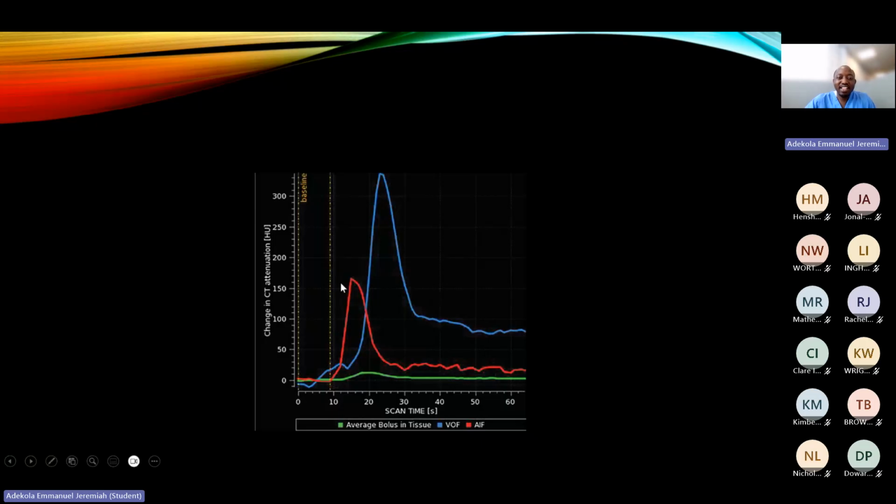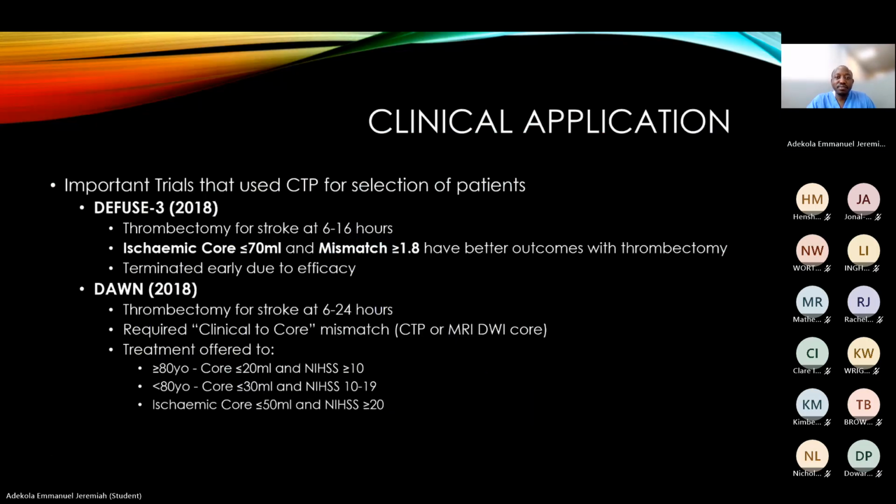So first we have the arterial phase, which is this curve in red. It goes nice and smoothly like a Gaussian curve, then followed by the venous outflow function, which also peaks after the arterial phase. So we need to ensure that this curve is normal before we go ahead to interpret CT perfusion.